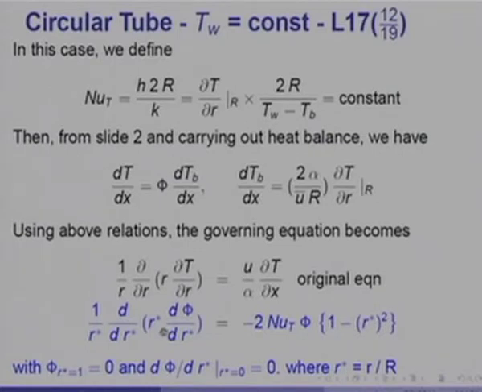This is nothing but a second order ordinary differential equation with a boundary condition that phi at r* equal to 1, which is the wall, is equal to 0. And d phi by dr* at the axis of symmetry is 0, because it is a symmetry line, and r* is equal to r divided by R. So, this kind of a second order ordinary differential equation is really solved by the shooting method as I show you here.